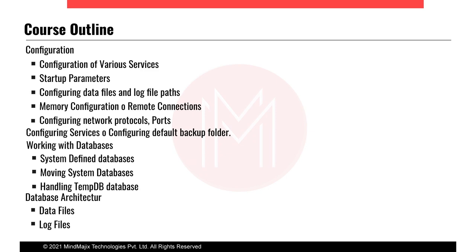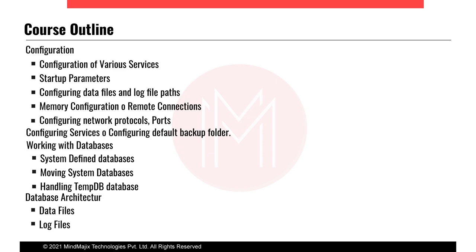When you install SQL Server and the installation is done, what are the basic things that you need to go through in the configuration? Configuration of various services, setup parameters, configuration of data file and log file paths, memory configuration and remote connections, configuring network protocols and ports, configuring services, and configuring the default backup folder. So everything you should keep in mind, as I said, the pre and post checks that we are going to discuss now. Installation.